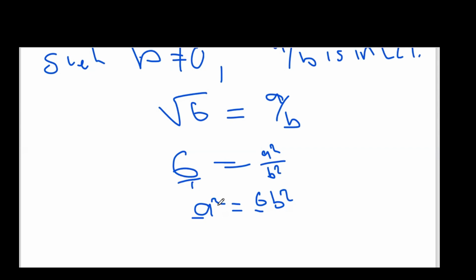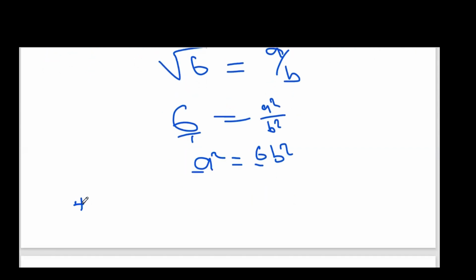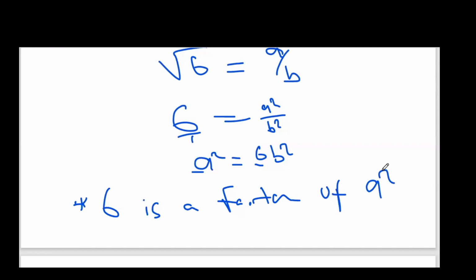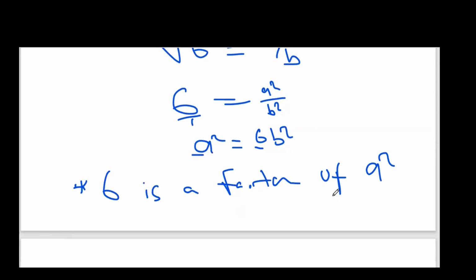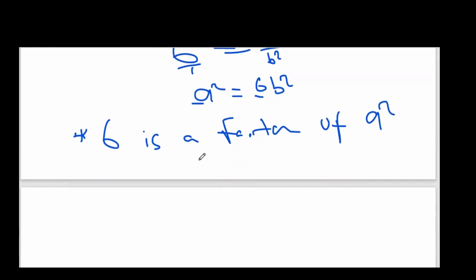Okay, so this 6 here will be a factor of this a squared. Why? Because I can get this number by multiplying 6 by this b squared. So I'm going to say, therefore, 6 is a factor of a squared. Then it means that 6 will also be a factor of just the a when you remove the square. Okay, so this is what it means.